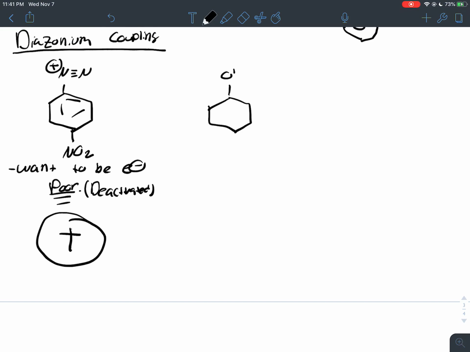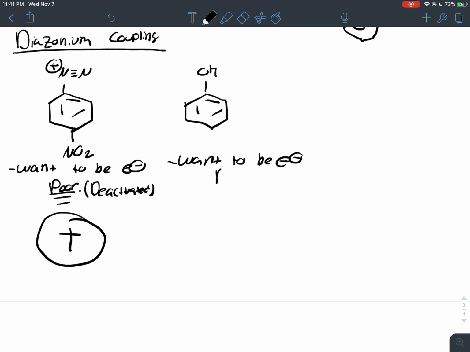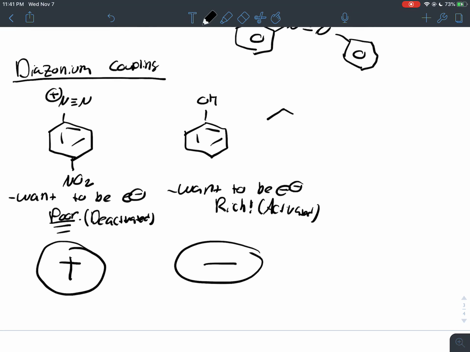And then our compound that is going to attack wants to be electron rich, activated. We want it to be electron rich to give it more electron density. So when these two charges combine, you will get a more favorable reaction. I can't really draw benzene right now. Pretend that's a benzene, OH, and then NO2.